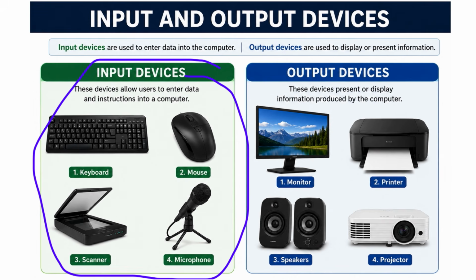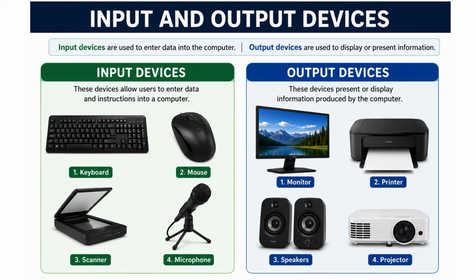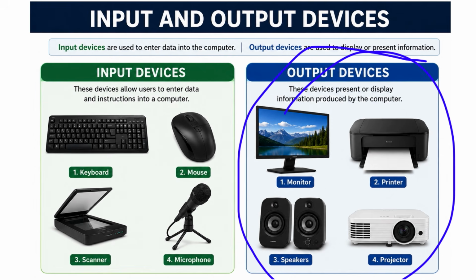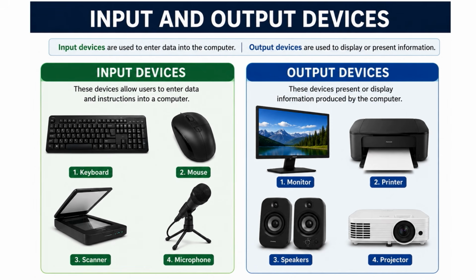These are all examples of input devices. On the other hand, after the computer processes the data, it needs a way to communicate the result back to you. That's where output devices come in. For example, a monitor displaying information on the screen. A printer produces a hard copy. Speakers produce sound, and a projector displays information to a larger audience.